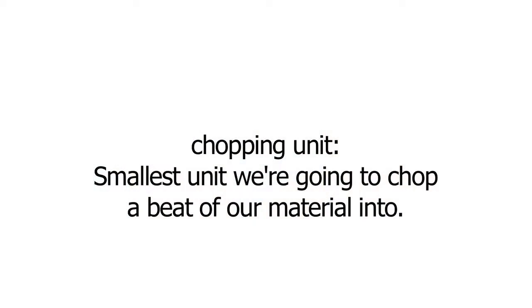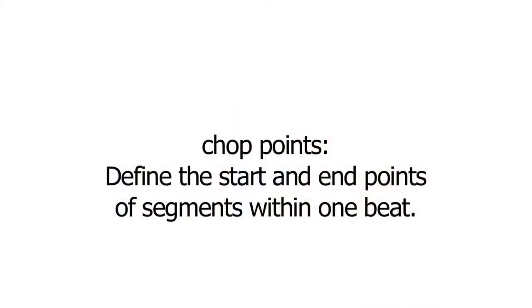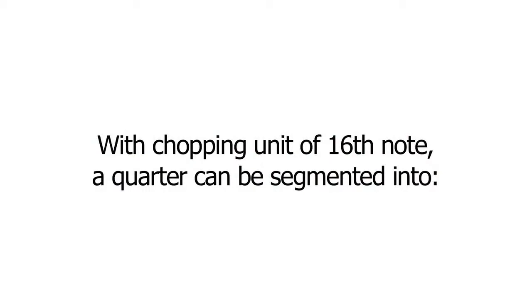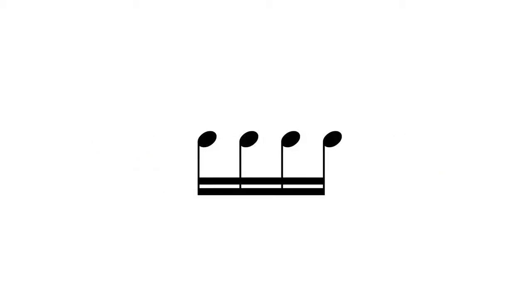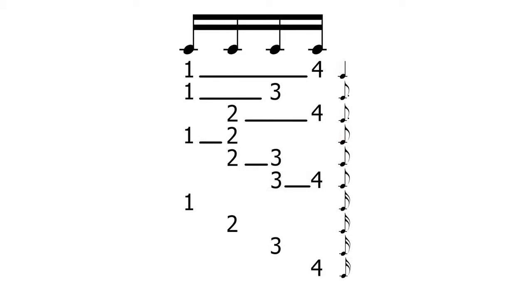So what's a chopping unit? This has to be a duplet rhythm, and it has to be an even subdivision of the beat basis. It's the smallest unit that we're going to chop a beat of our material into. Our chop points then define the start and end points of segments within one beat based on the chopping unit as a multiplier. So within a chopping unit of a 16th note, a quarter note could be segmented into one group of 4/16ths, which is the whole quarter note, two groups of 3/16ths, three groups of 2/16ths, or four groups of 1/16th. This would be represented in the following list of chop points.